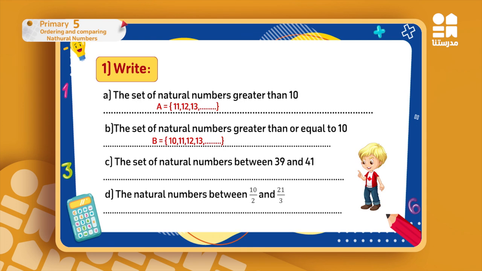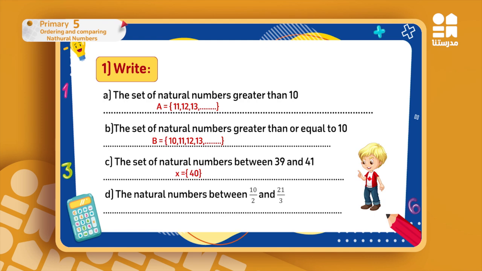Now letter C. The set of natural numbers between 39 and 41. Between 39 and 41 means that I am not going to write 39 or 41. I want the numbers between them. So the set of natural numbers between 39 and 41 is what? It is 40, the set of the element 40. So my set X equals the set of element 40.